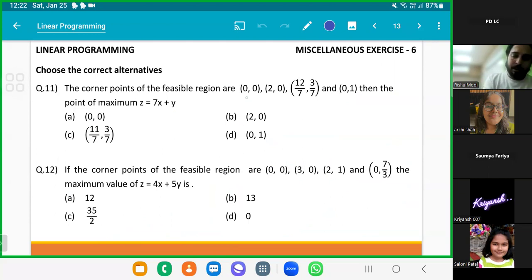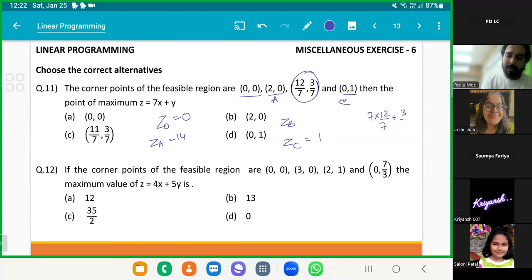Okay, so when you substitute 0, 0, it will be Z origin, which is 0. If this is A, ZA will be equal to 14. This is C, so the value of ZC will be 1. ZB we substitute, so it will be 7 into 12 by 7 plus 3 by 7. 12 plus 3 is equal to 15. So ZB gives you 15. That means the maximum value will be at 12 by 7, comma 3 by 7. Right? So 12 by 7, comma 3 by 7 will be my maximum value for this particular given objective.